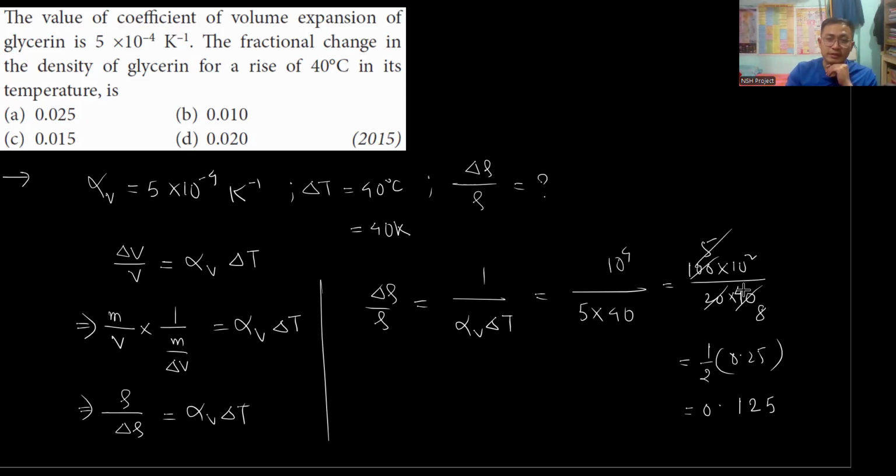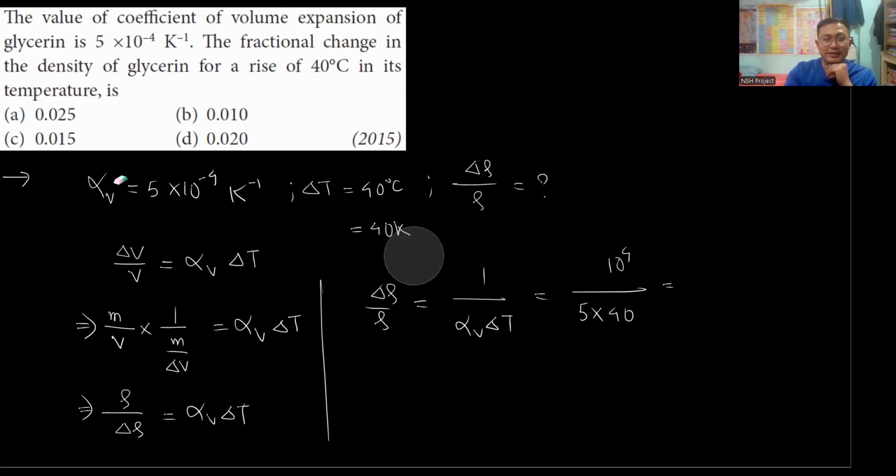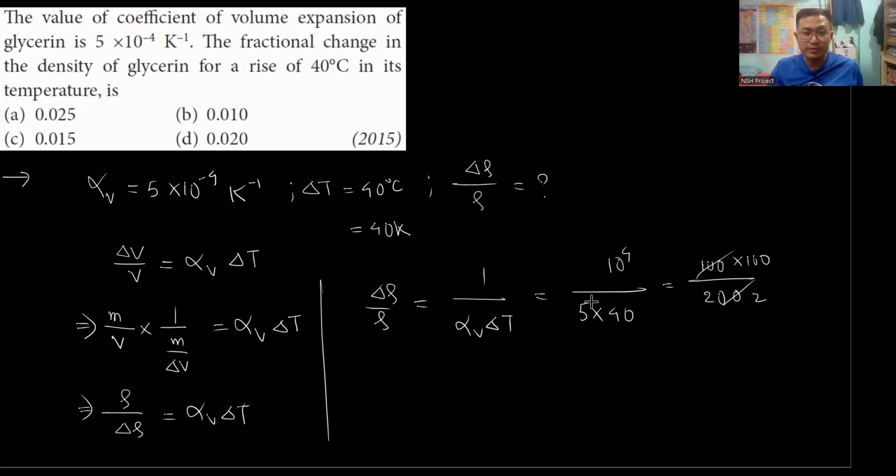5420 into 0, 200, 100 and then another 100. 0.5 is 50. 5 into 10 to the power minus 4 for 40 Kelvin. 40 Kelvin, so 5420 20 and 0 so 0.020.